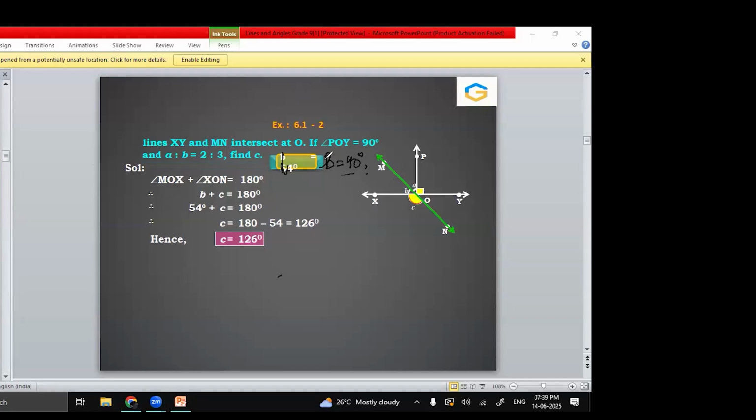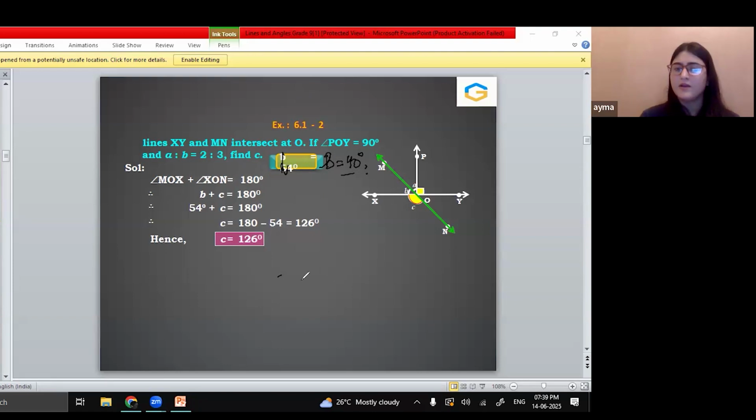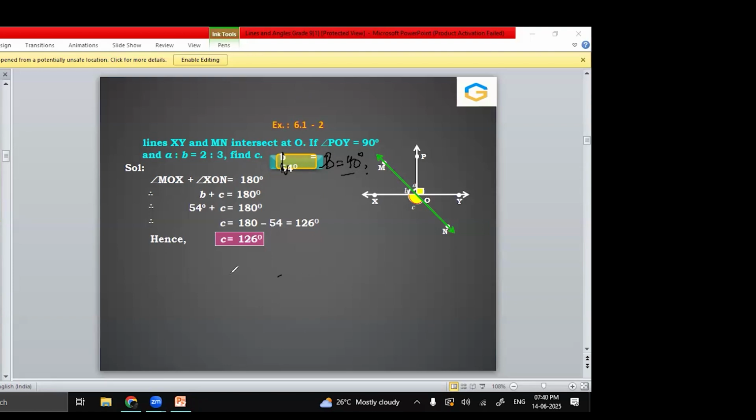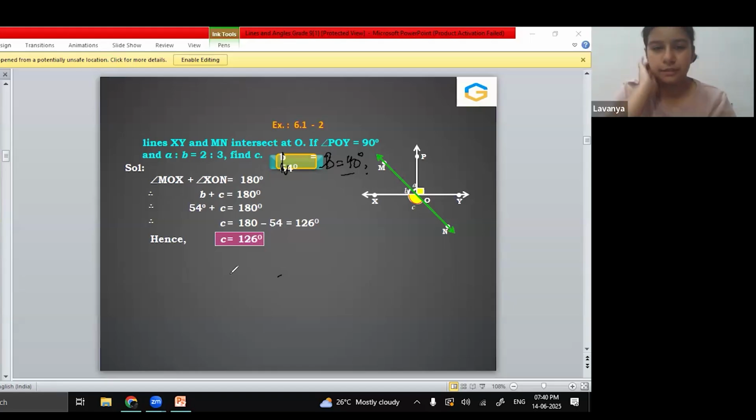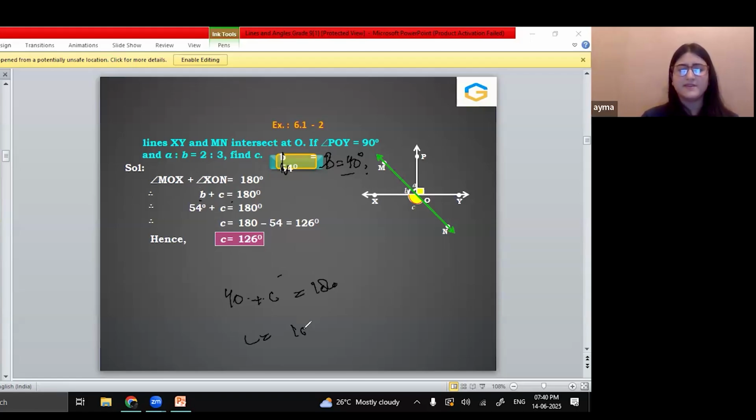Ma'am, 140. 140. What about others? Ma'am, the answer is 140. B plus C is 40 plus C, 140 plus C equal to 180. C would be 180 minus 40 and that is 140.